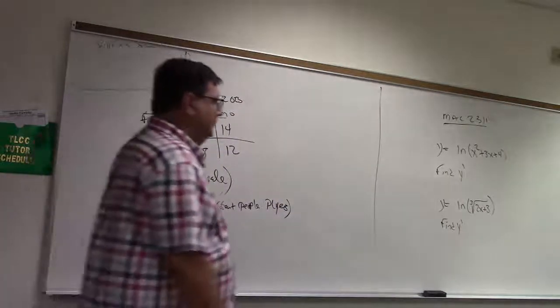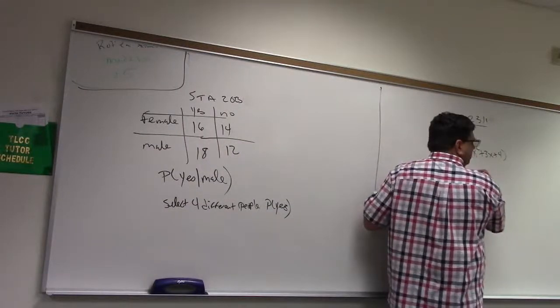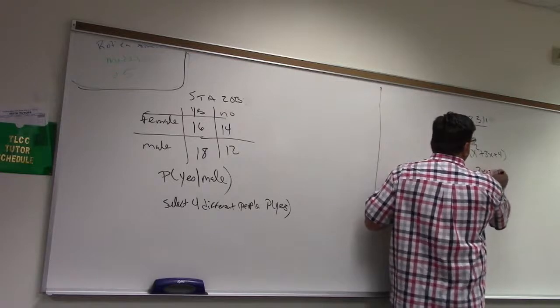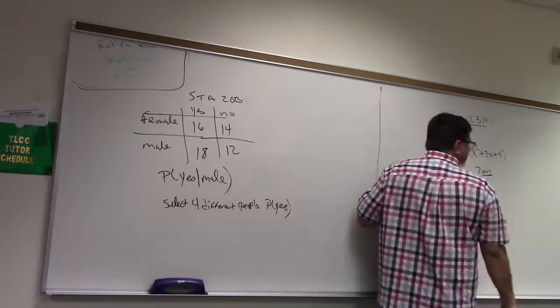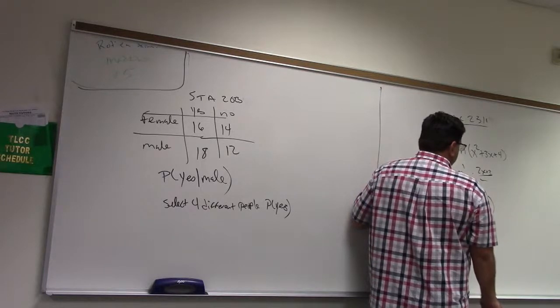Speed round. All right, what did you get for the first one? 2x plus 3 over x squared plus 3. Perfect. What did you get for this one? 2 over 3 parentheses 2x plus 3 to the negative 2/3.